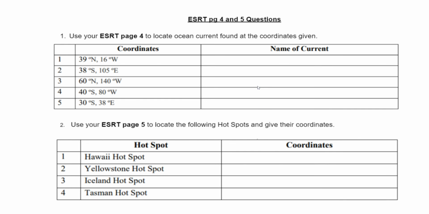currents. So go ahead and finish up question number 1 or tables 1 and 2 on your lab. Thank you.